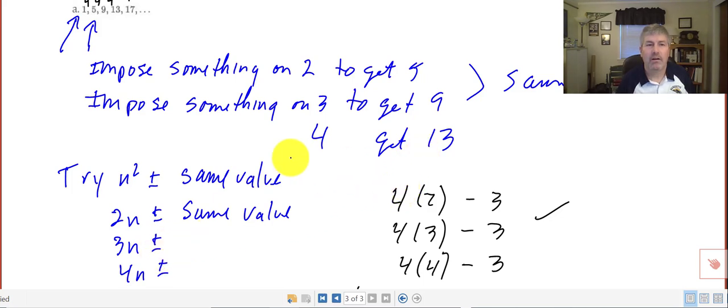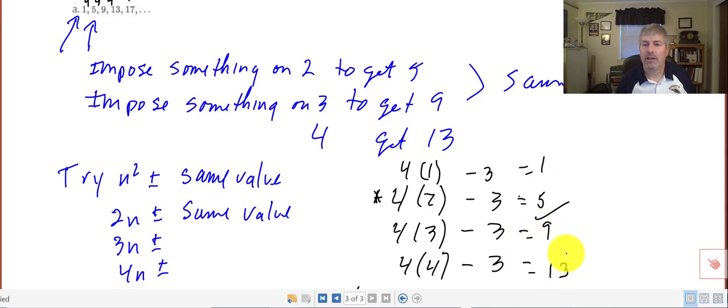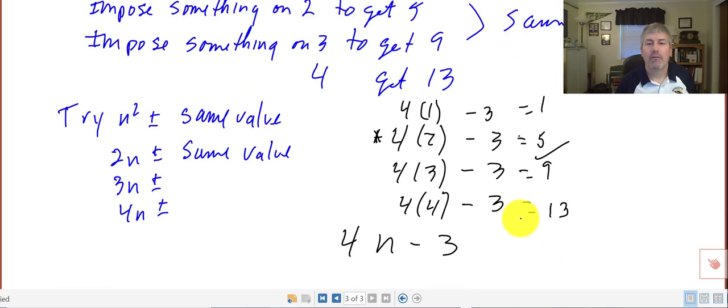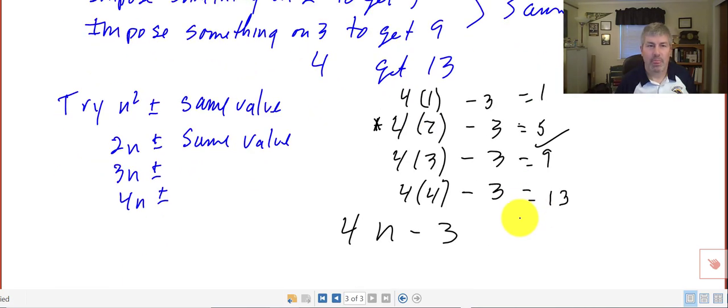For this particular sequence, it looks like we have to go all the way to 4. 4 times 2 minus 3: 8 minus 3 is 5. I skipped 4 times 1: 4 times 1 minus 3 is 1. 4 times 3 minus 3: 12 minus 3 is 9. 4 times 4 minus 3 is 13, and so forth. So that does seem to work for us: 4n minus 3.